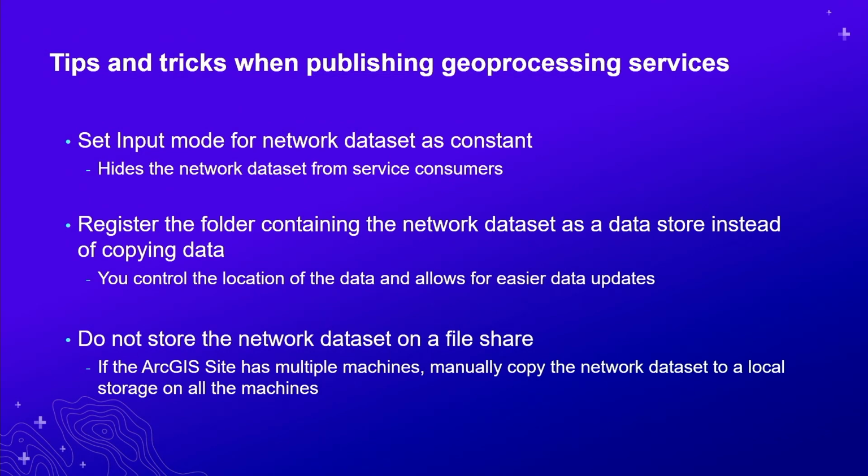Now let's look at some other tips when you're actually publishing geoprocessing services. Now for most of your routing services, your end users or your service consumers do not need to specify the network dataset. So hide that from your service consumers by setting the input mode for that network dataset to be a constant. So that way the end users don't see that parameter at all, so they don't have to specify that.